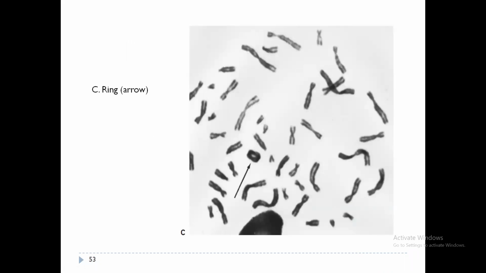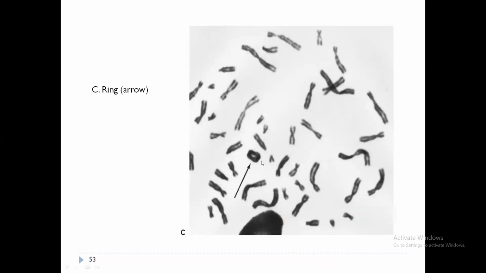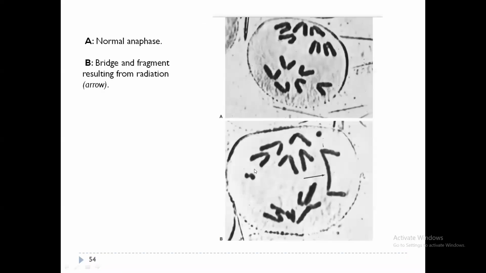Then it can be a ring. See, this is a ring structure. And this is a picture which shows normal anaphase, while this shows a bridge and fragment resulting from radiation, as we have seen earlier in the previous slides.